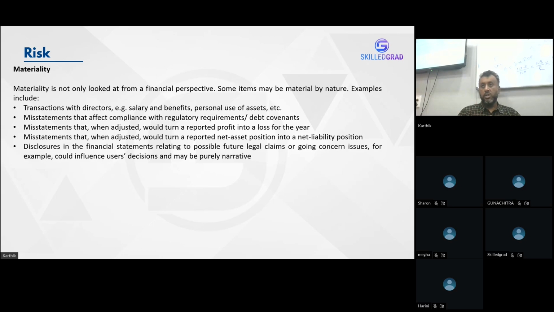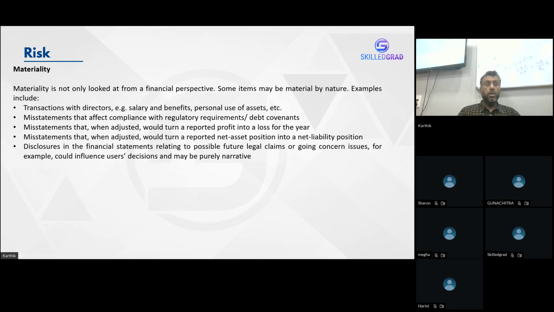You are showing a positive working capital, that is, net current assets greater, or net assets greater. Net asset is positive. But if it turns into a situation where the liability is higher, then it is a material misstatement. Disclosures in the financials relating to possible future claims or going concern issues. For example, suppose there is a going concern issue with the company, or a future legal payment you're going to make. Disclosure of that can alter the decision of the user.